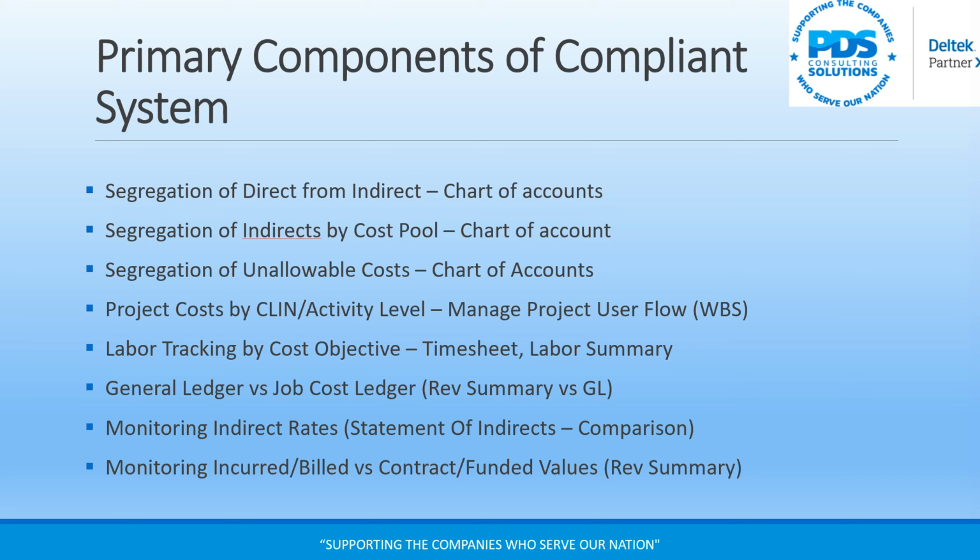So we're able to run revenue summary reports at the project level and be able to see in the GL level correlation and posting, and be able to tie those two levels out based on your project summaries and your revenue summaries and your GL detail. And then furthermore, we'll be monitoring your indirect rates via the statement of indirects, the cost pool section in Costpoint. We'll speak a little bit to that further down. Finally, for a compliant system is monitoring your incurred cost, your billed and funded values, and that also is provided in a canned report that comes directly out of Costpoint.